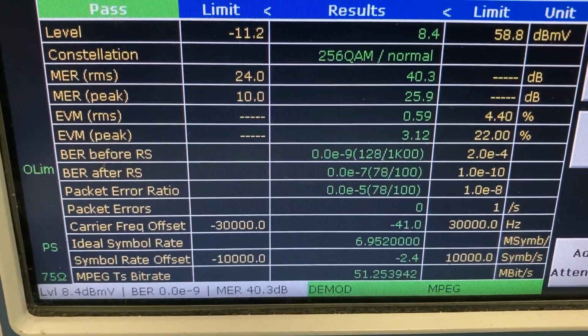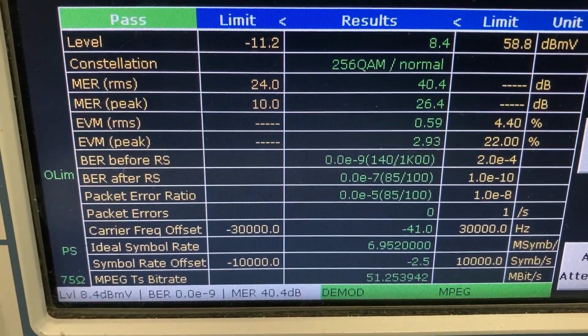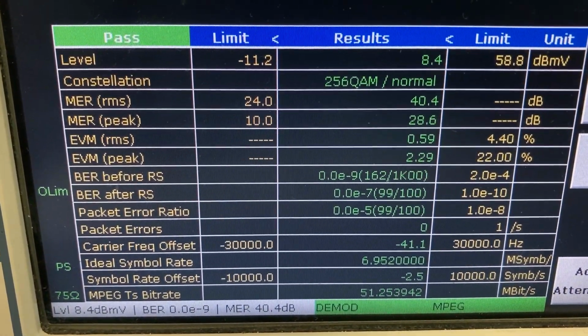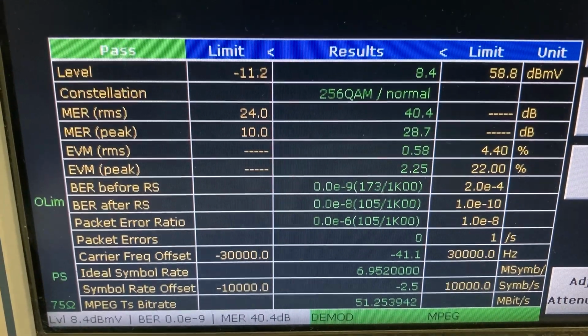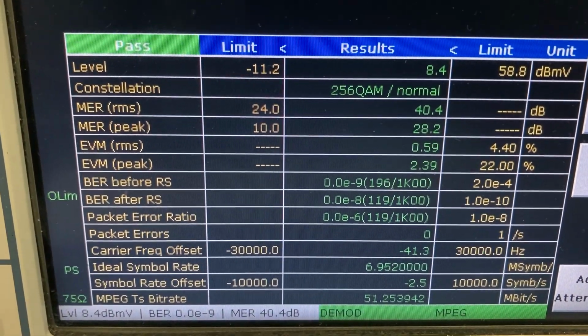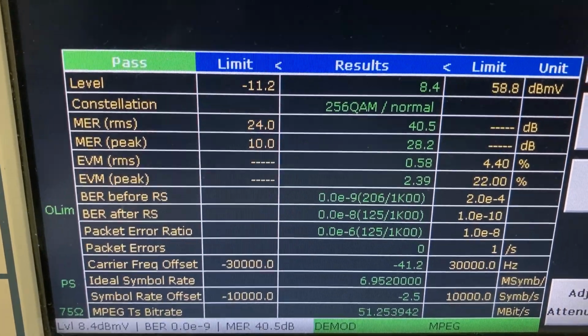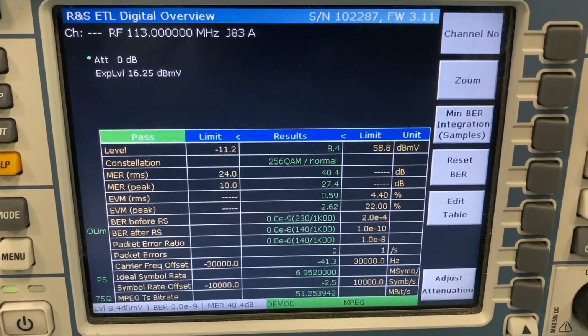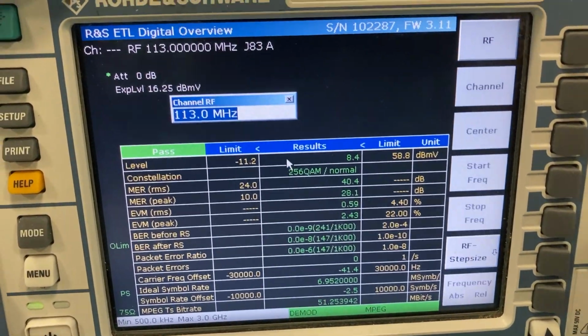Normally what we do in the lab here for general testing is we do 100 samples of bit error rate, but there are occasions where we will leave it for much longer. In fact, some of the tests that we've done, we've left it for even 24 hours just to see what will happen, particularly if it's a modulator or something like that.